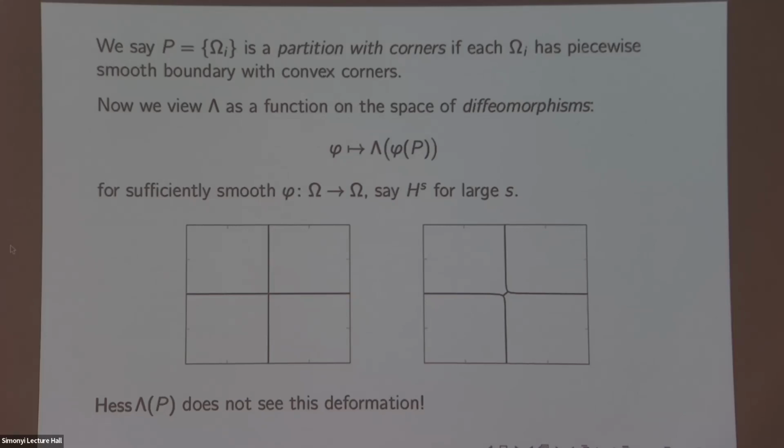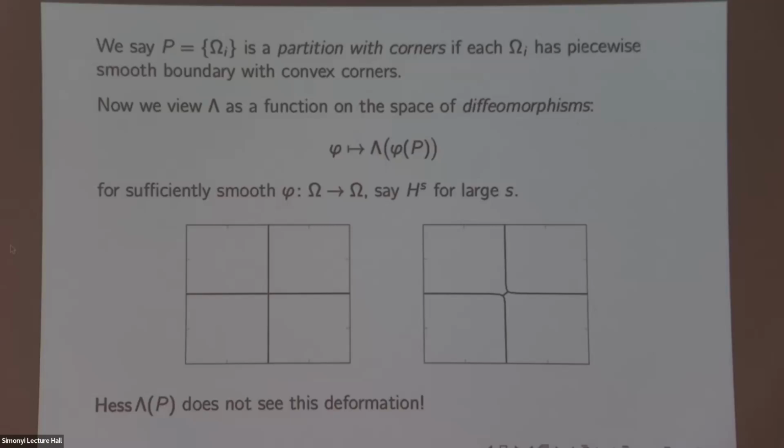And now what I'm going to do is view this energy functional lambda as a function not on the space of partitions, but on the space of diffeomorphisms. And this is nice because the space of diffeomorphisms has a nice manifold structure that's understood. And so then we can do calculus there. So what I do is fix some reference partition P, like I've drawn here, apply my diffeomorphism, that'll give me some new partition, and I calculate the energy of that. So that's the energy of this diffeomorphism P. So that ends up being a natural way of parameterizing things when we allow for corners.